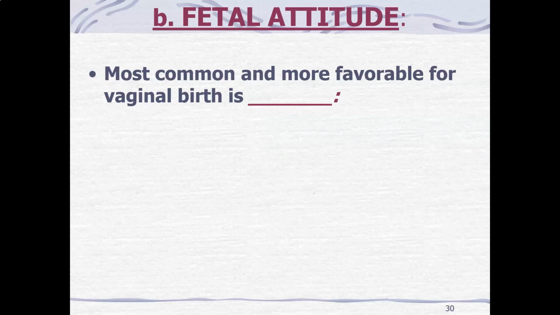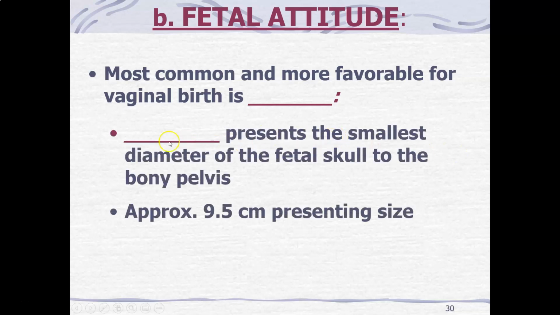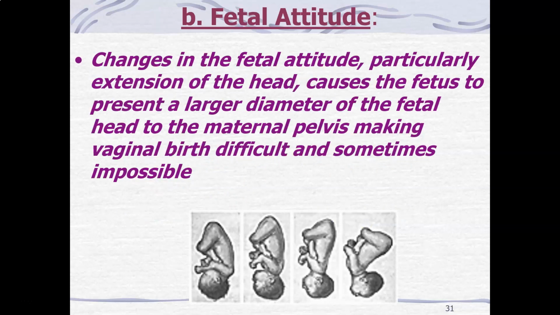All right, then we've got fetal attitude. Fetal attitude is the position of the fetal head, basically. The most common and favorable for vaginal birth is flexion. Flexion presents the smallest diameter of the fetal skull to the bony pelvis, approximately 9.5 centimeters, which is perfect to fit through our 10 centimeter dilation because fully dilated is 10 centimeters. Right, changes in the fetal attitude, particularly extension of the head, cause the fetus to present a larger diameter of the fetal head to the maternal pelvis, making vaginal birth more difficult and sometimes impossible.